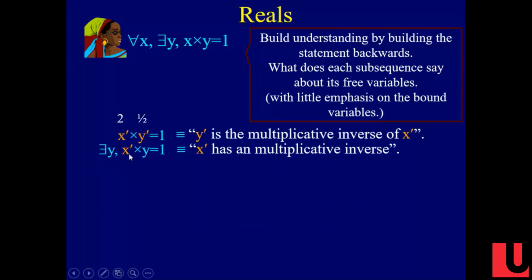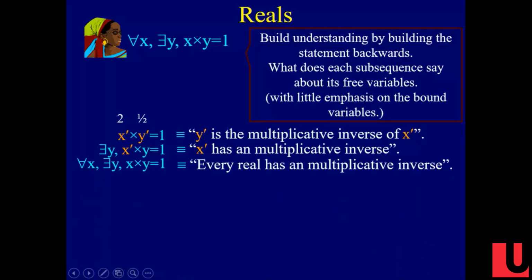x prime has a multiplicative inverse. Everybody got that? What does this mean? X prime has a multiplicative inverse. What does this mean? This says every real has a multiplicative inverse. People can see how we're building this up? Is it true?